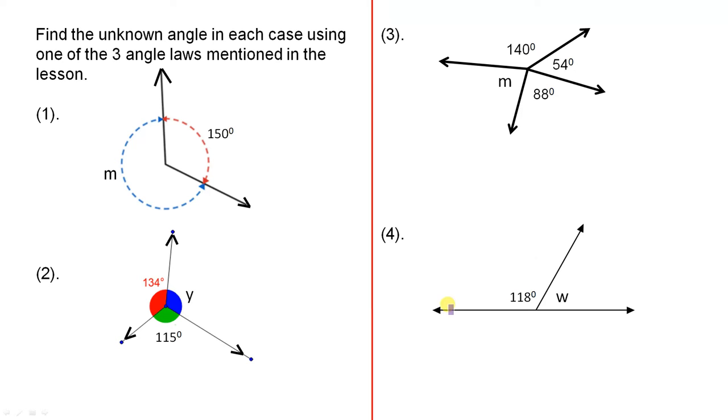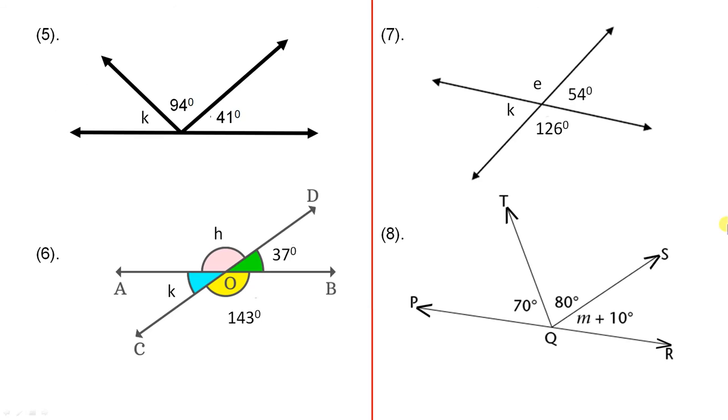Example 4, notice that is a straight line. We have two angles here. We know this one. We don't know this one. We're able to work this one out. Number 5, we have a straight line with three angles. One of them is unknown. We have no idea what it is. But because we know those two, that enables us to calculate this one.